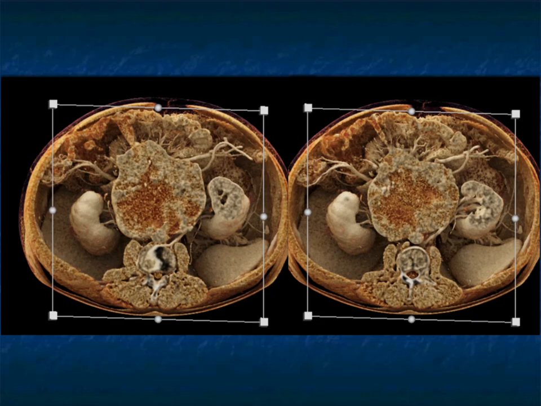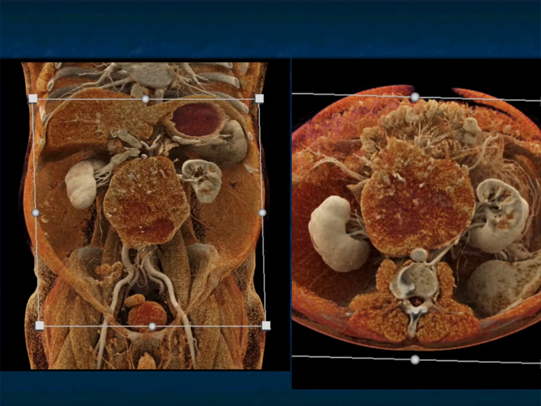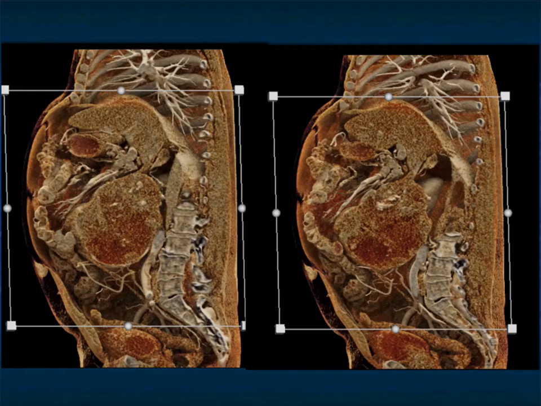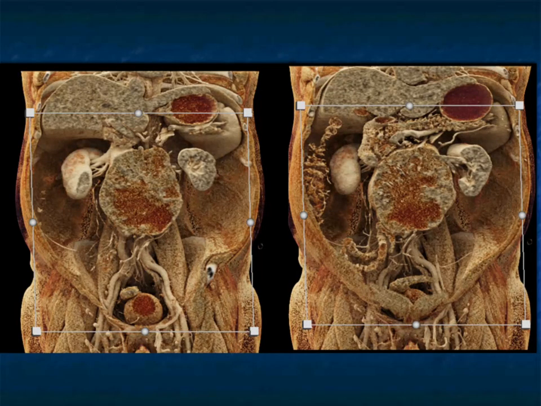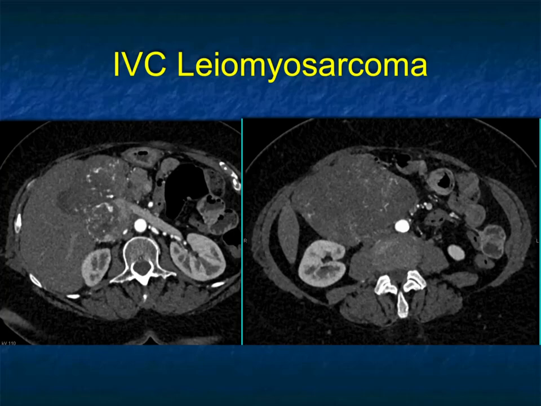The necrosis, the lack of IVC visualization should make you really think about that possibility. Very unusual, very aggressive tumor, really nice example. Here's the sagittal views showing you that as well in this case. So a very impressive case, very nicely defined.